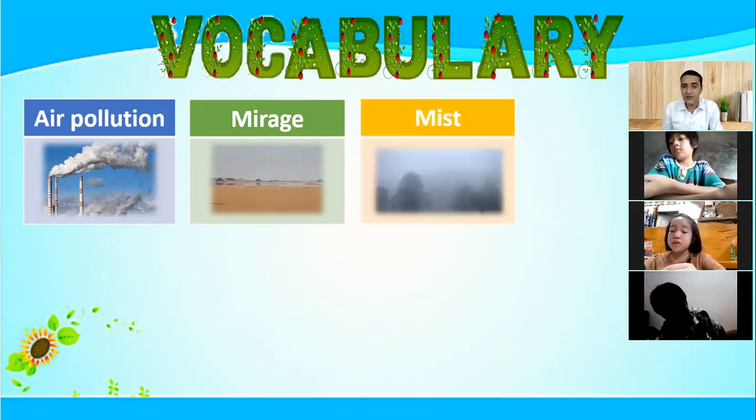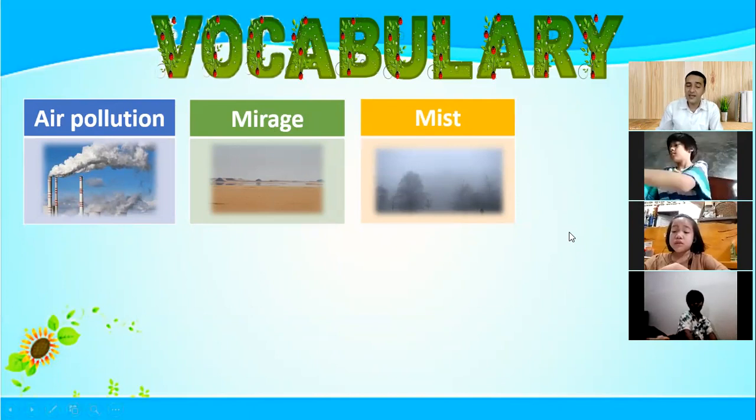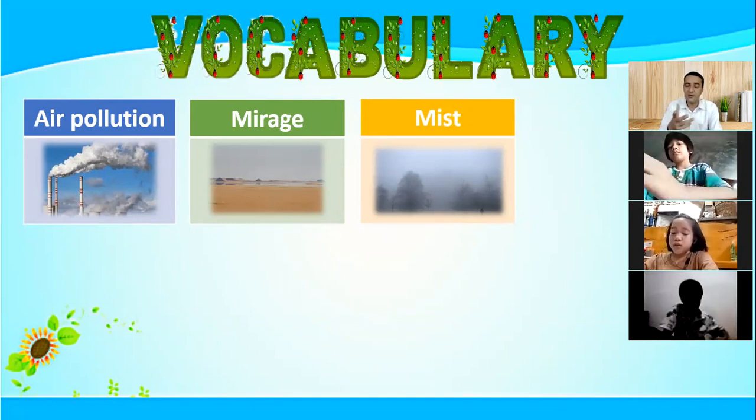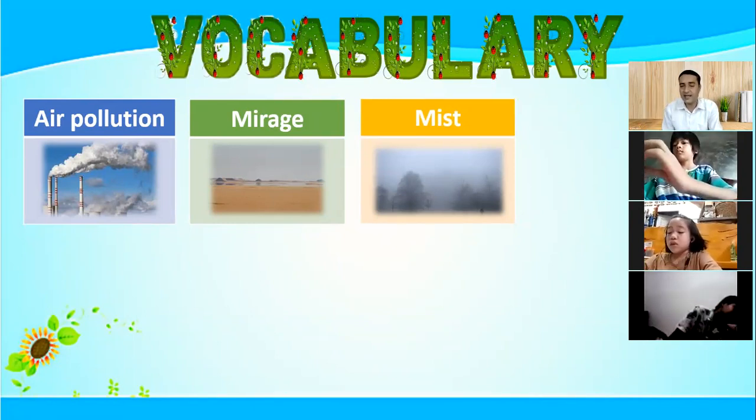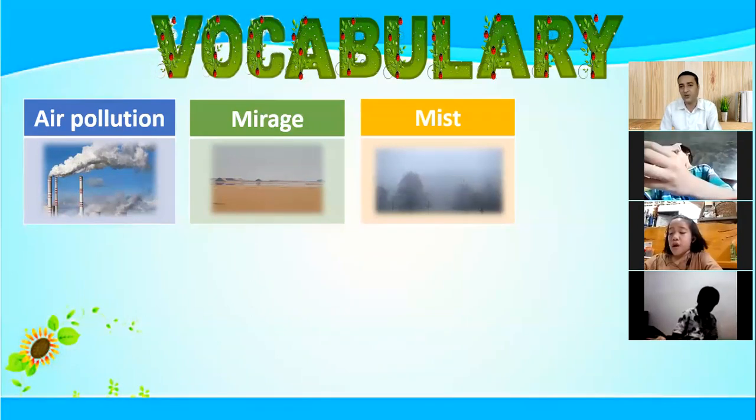Now, the next word we have is mist. Mist is a cloud of tiny water droplets suspended in the atmosphere at Earth's surface, limiting visibility. When there are small droplets in the air, in the atmosphere, it limits our visibility. We can't see too far. It's quite close to fog, but it's not fog, right? It's lesser than fog.